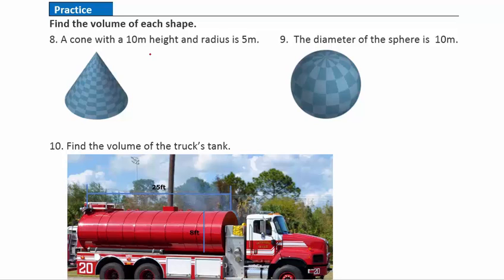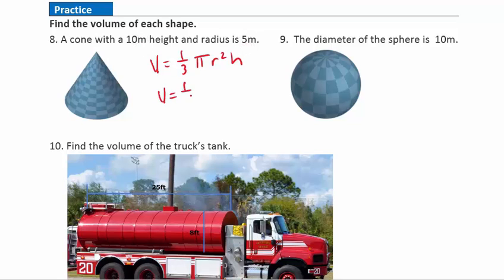All right, question 8. We're trying to find the volume of this cone. The volume of a cone is 1/3 pi r squared h. Notice we need two pieces of information here: we need the radius and we need the height, and those are given. It has a height of 10 meters and a radius of 5 meters.